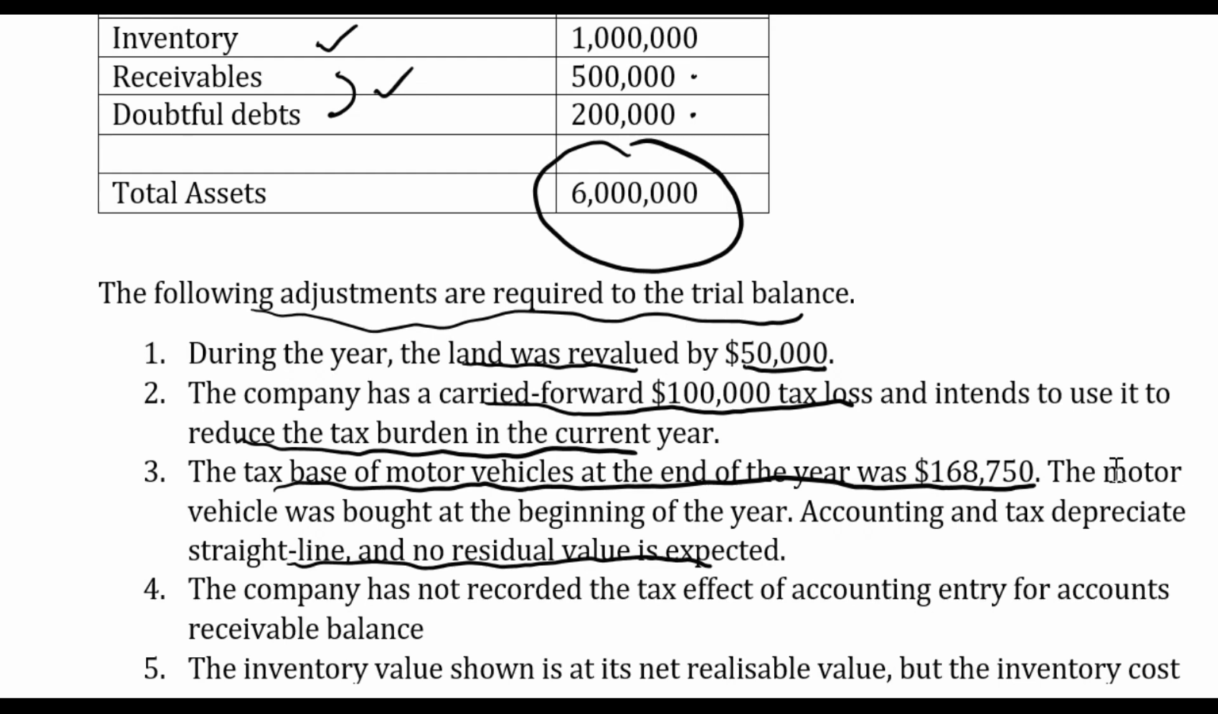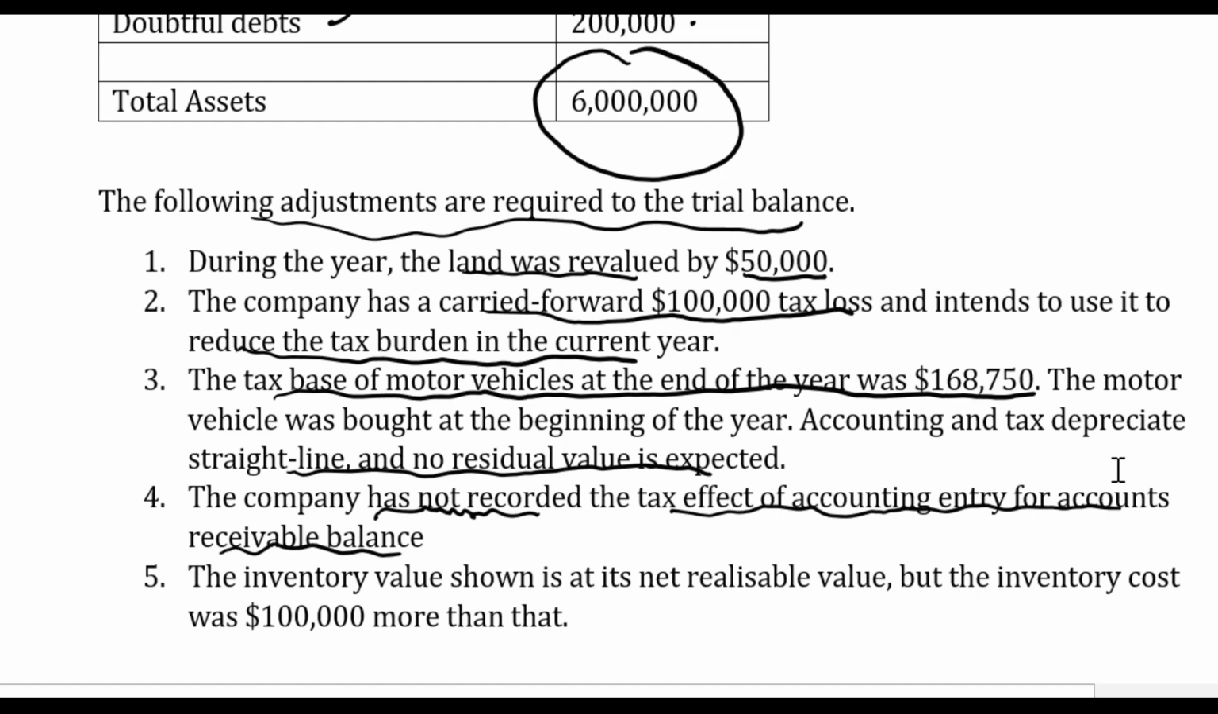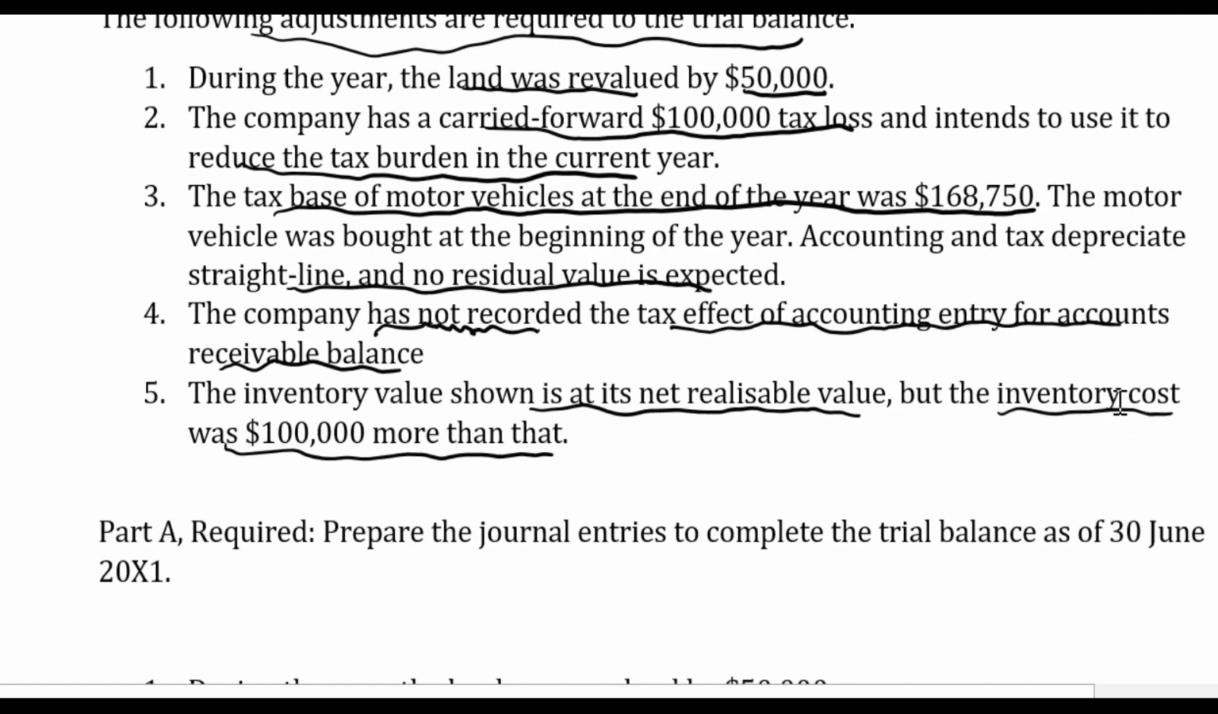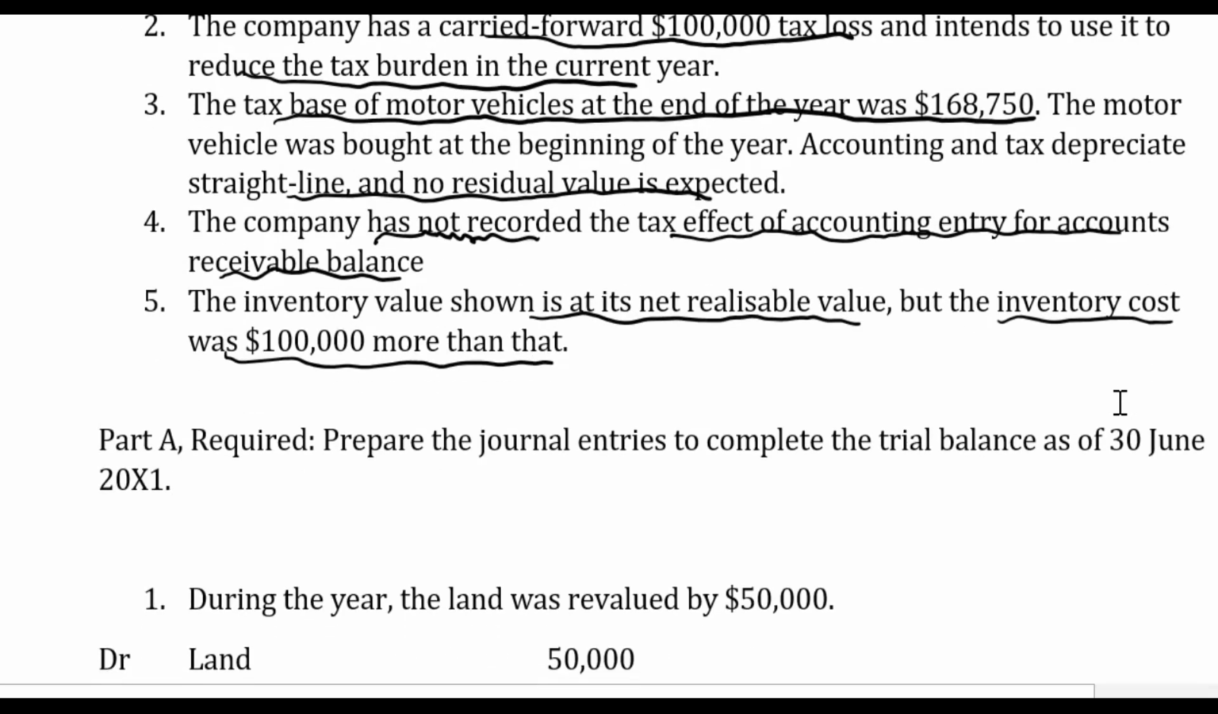Number 4, the company has not recorded the tax effect of the accounting entry relating to the accounts receivable balance. And the 5th is the inventory value shown on the trial balance is net realizable value, but the inventory cost was 100,000 more than that. So there are 2 parts. Part A requires us to prepare the journal entries to complete the trial balance as of 30th June 2021.